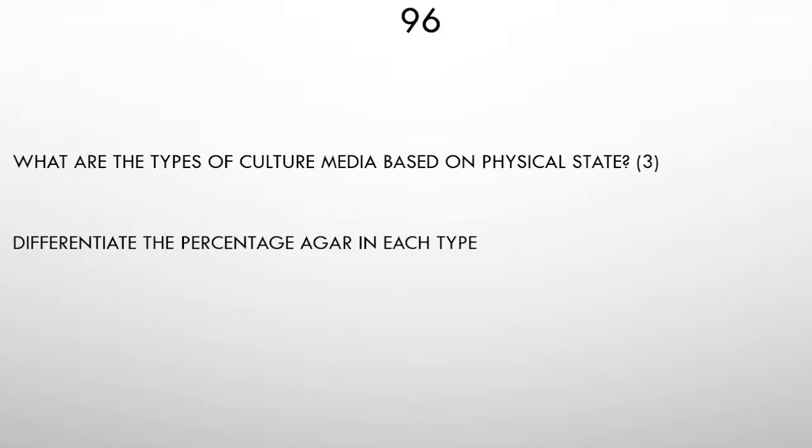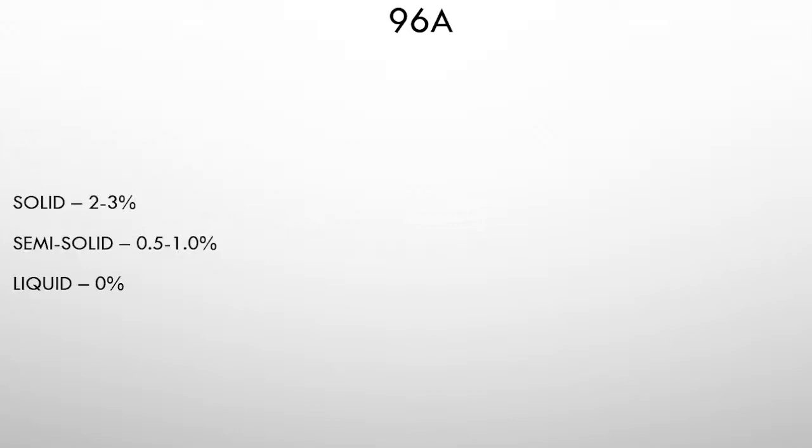What are the types of culture media? So we're going to talk specifically about culture media right now. Based on physical state, we have solid, semi-solid, and liquid. The percentage of agar in each is as follows: 2 to 3% agar in solid medium, 0.5 to 1% in semi-solid medium, and nothing in a liquid medium.